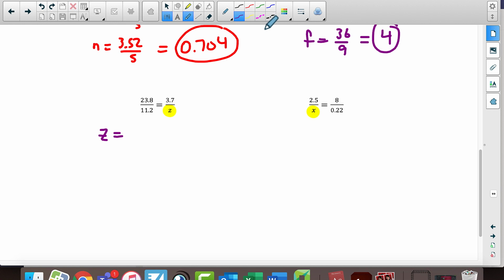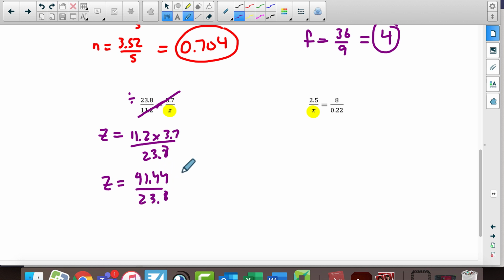Okay, we're not going to get a whole number this time, I think. In order to get z, what do we have to do? Multiply those two together. That's your diagonal where you know both numbers. 11.2 times 3.7. And then you have one number left over, which you're going to divide by 23.8. Definitely getting the calculator out for this one. So 11.2 times 3.7, and I get 41.44. And then I'm dividing by 23.8. It's probably going to be really ugly. It is. I'm just going to write down 3 decimal places. 1.741. That's more than enough.